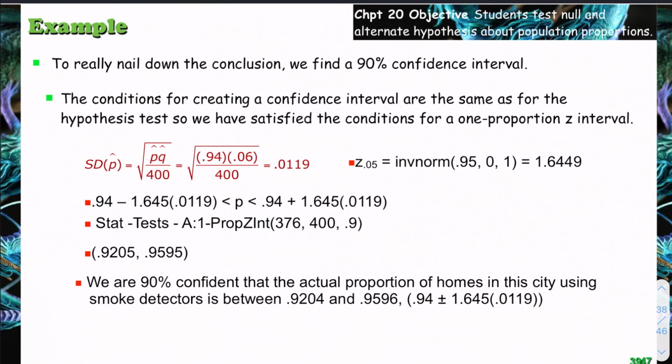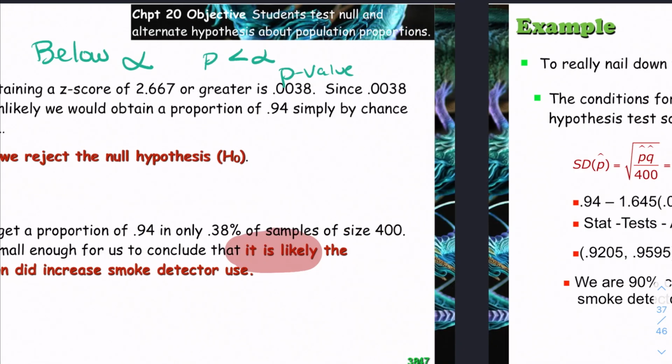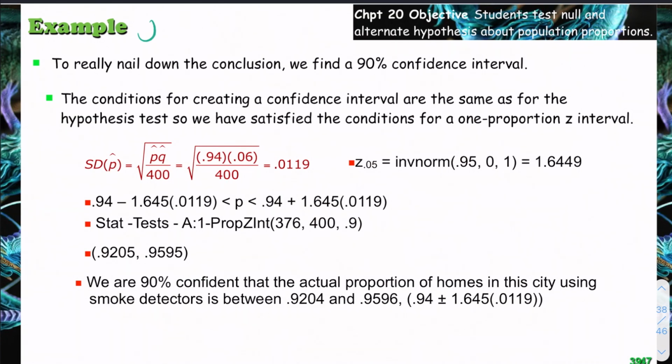Okay, so since we rejected the null hypothesis, I want to build a 90% confidence interval to say, well, where would the true population proportion of homeowners with smoke detectors be? So again, we've already met the conditions for creating a confidence interval. And since they're the same from our hypothesis test, we have satisfied the conditions for a 1 proportion z interval.